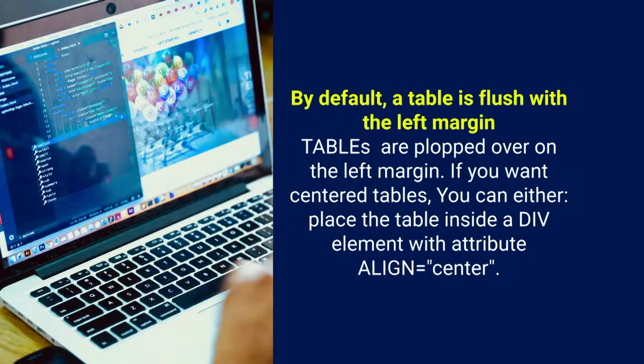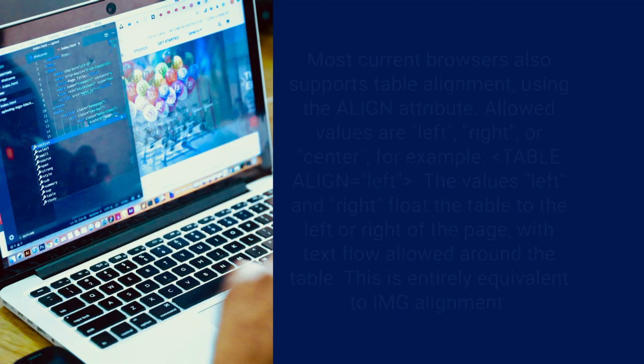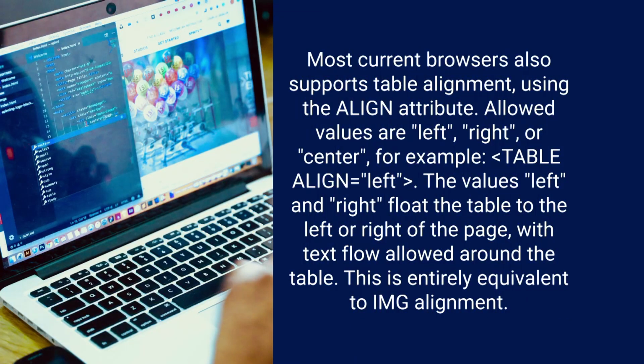Also note that by default a table is flush with the left margin. But if the data needs to be displayed centered or right, then you have to use an appropriate attribute, either the center or div element, or you can use left, right or center. For that purpose use table align equals left for left alignment. Similarly, use table align equals right for right alignment.